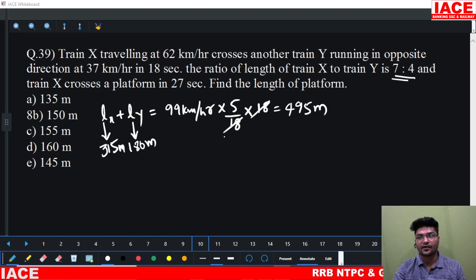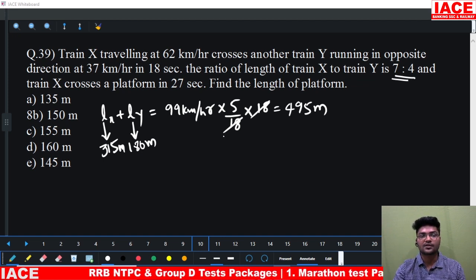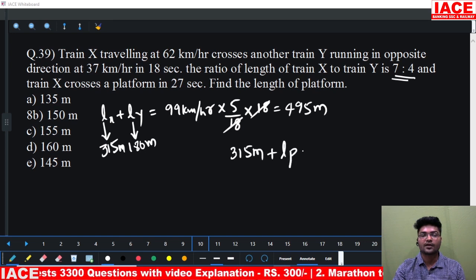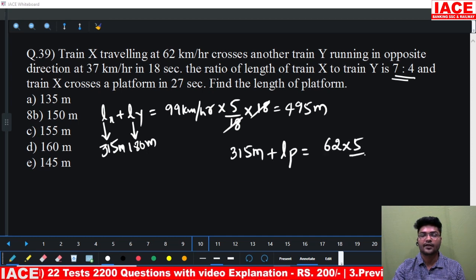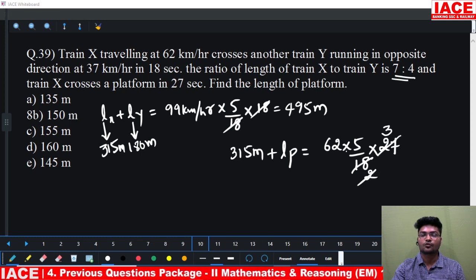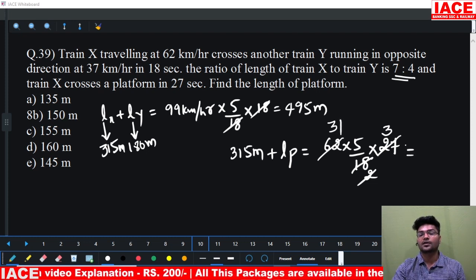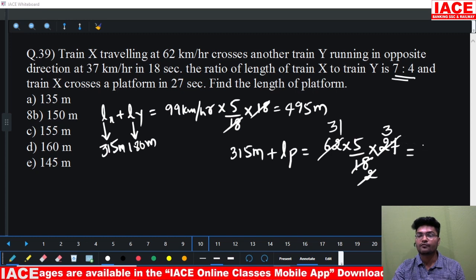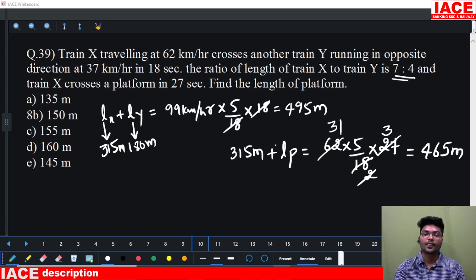Train X crosses the platform in 27 seconds. That means 315 meters plus length of platform equals the speed of train X, 62 into 5/18 for converting it into meters per second, into 27 seconds. This is 9 into 2 and this is 9 into 3. So 31 into 15 means this comes out to be 465 meters.